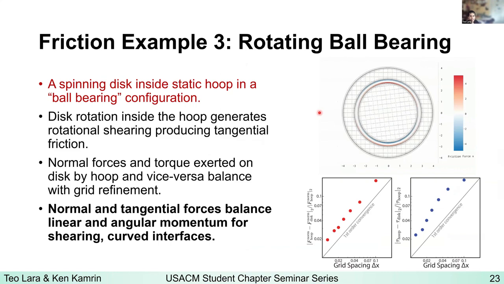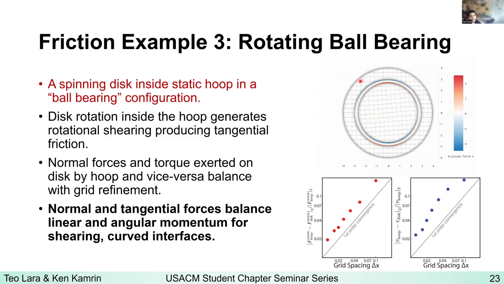And then this is an example of a curved interface. We wanted to test not only a parallel contact between two bodies, but also a rotating contact in a quote unquote ball bearing configuration. So there's a little disc sat within a hoop that is rotating. The shear between the two objects creates a frictional force preventing rotation. And we want to test two things here. We want to test the normal force balance such that both the hoop and the disc have the same amount of normal force. There's force balance there.